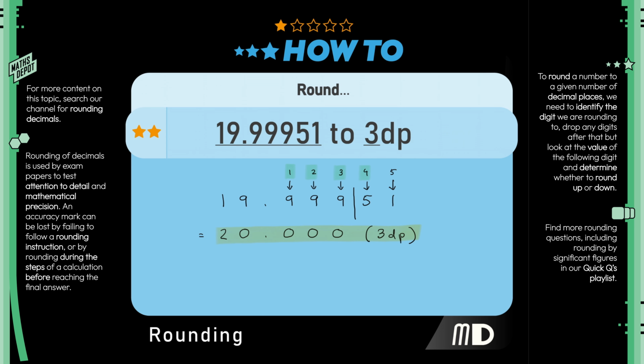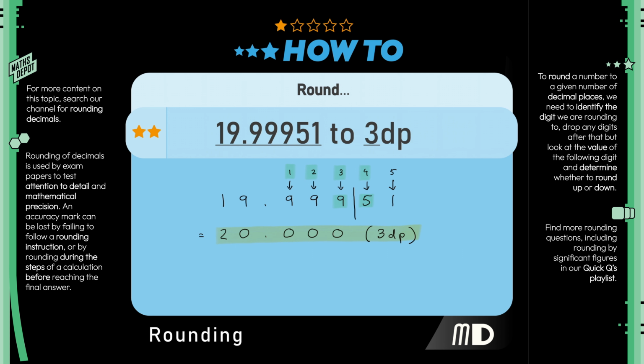To round to 3 decimal places, we need to keep everything up to and including the third decimal place, which is 9. But the fourth digit is 5. That means we need to round the third digit up by 1. This cascading row of 9s means that to successfully round this decimal, we need to change 5 digits in total, starting with the third digit after the decimal point.